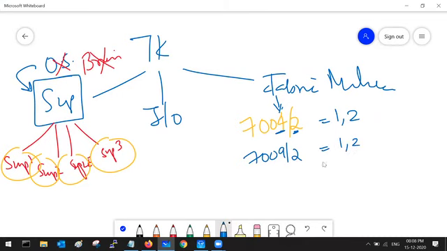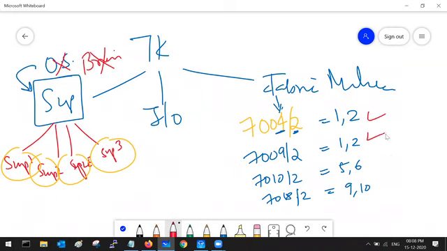So again, it's 1 and 2. If you divide 7010 by 2, it's 5, so slots number 5 and 6. 7018 divided by 2 gives slots number 9 and 10. So that's how you can easily remember on which slot the supervisor engine gets placed in case of Nexus 7000 chassis. Similar is for 7700 series as well.